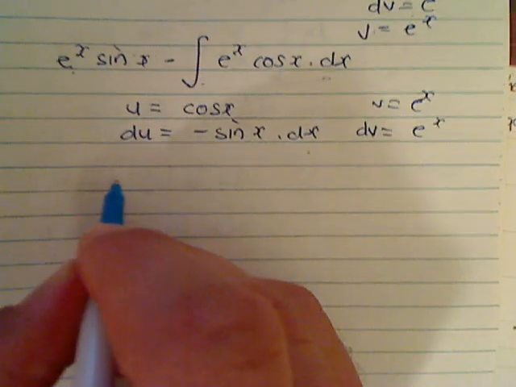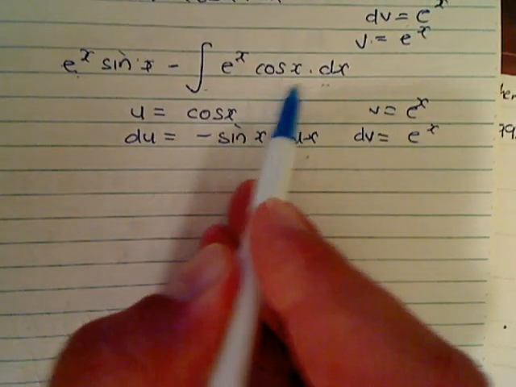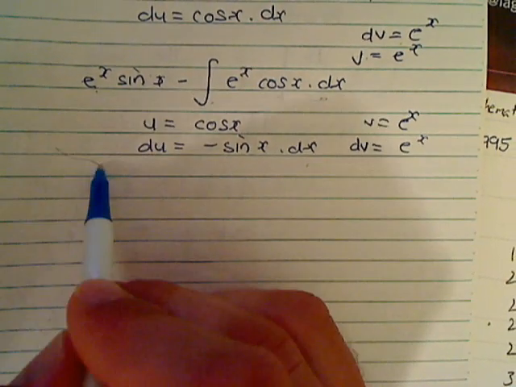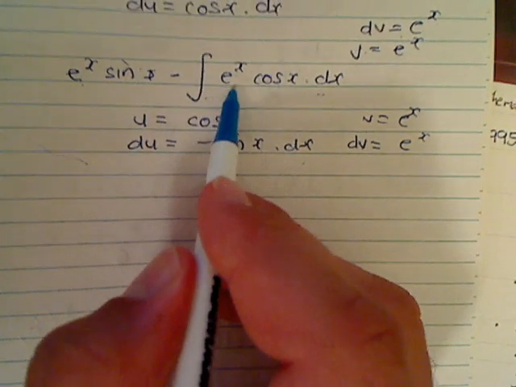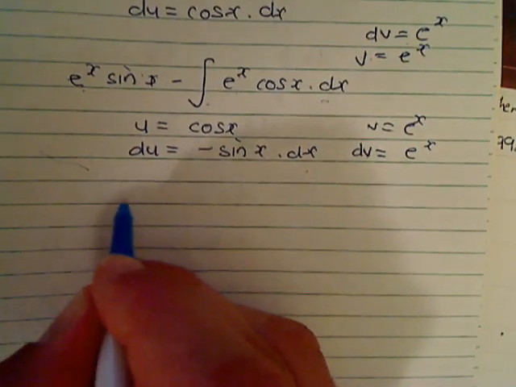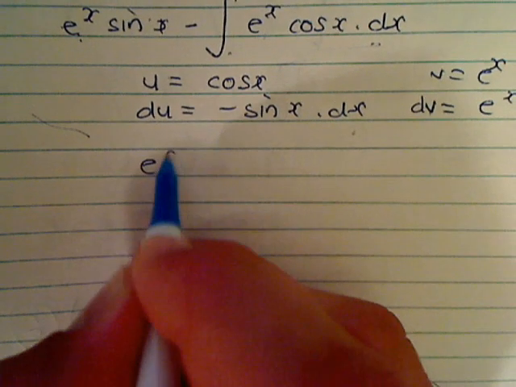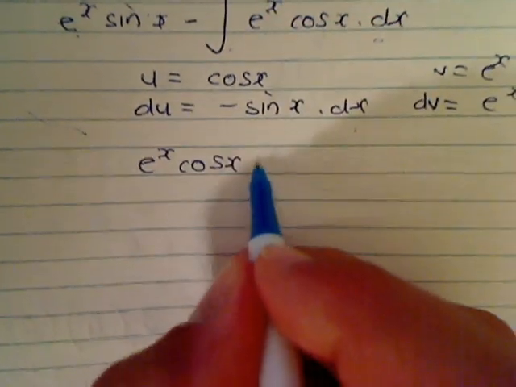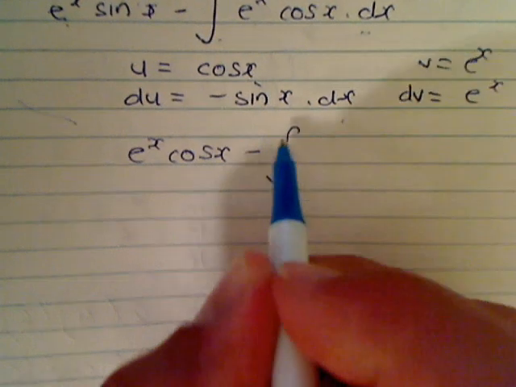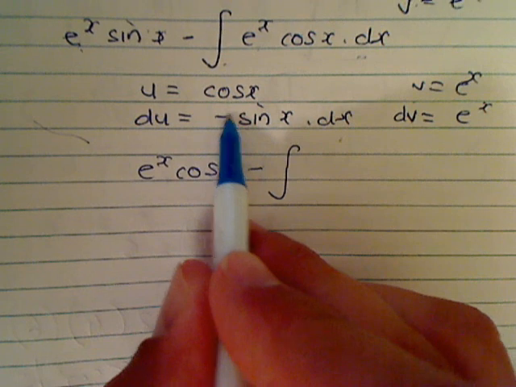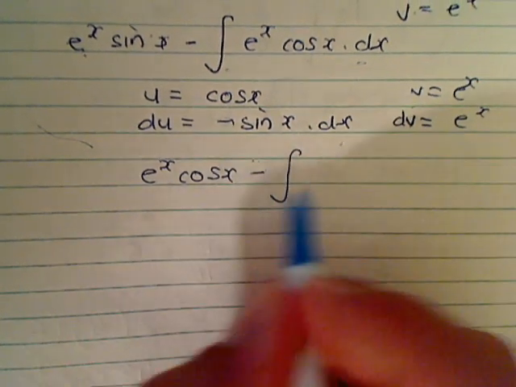So just move my page here. I'm just going to concentrate on this part here and leave this part out for now. I'm going to drag it down here. So I'm just integrating this e^x cos x. So uv again, because that's our formula. So I'm going to write e^x first, cos x, minus the integral of v du. Now you have to be careful here. Du is minus, so if you take that minus out and factorize it, minus and minus gives you a plus.